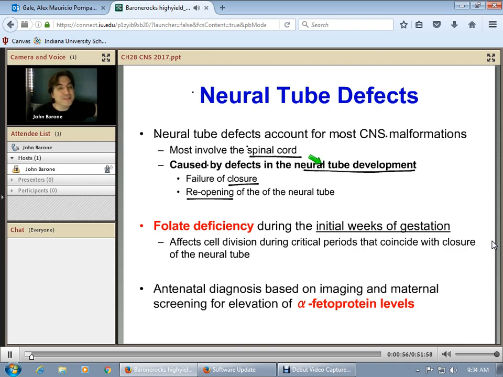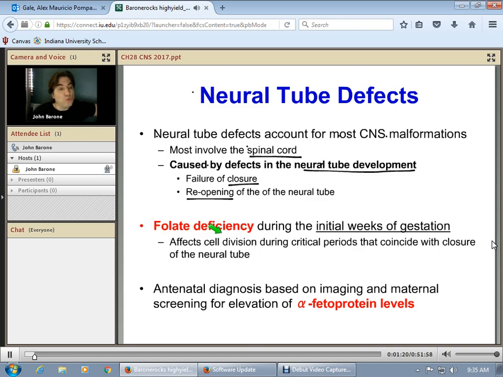Now you have two ends of the neural tube. We have the cephalic end and the caudal end. If it doesn't close up here, you get anencephaly. If it doesn't close down at the bottom, you'll get problems with the vertebrae: spina bifida, meningocele, meningomyelocele, and so forth. So it really depends where in the neural tube is the opening. Where does it close properly?